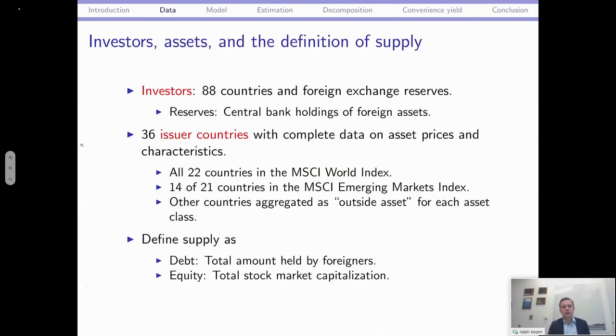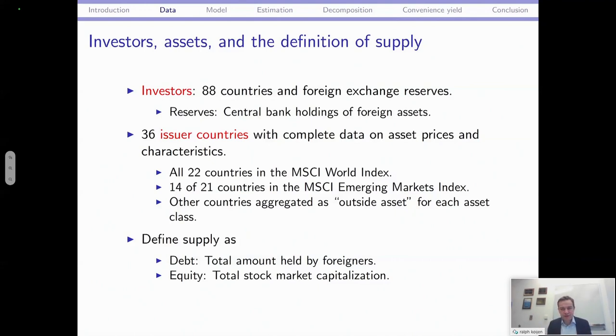So in terms of the setup, think of it as follows. There's going to be an investor as a country, and there are 88 of those investors. So there are 88 countries in our sample, and then there's foreign currency reserves. For each of those 88 countries, we have bilateral positions. So we know what, let's say, Germany holds of Dutch equities, and then there's foreign currency reserves. Those are the central bank holdings of foreign assets. For reasons of confidentiality, we don't have the bilateral data there. And so we have to aggregate them to one investor unit that manages the foreign currency reserves. And so that makes for 89 investors in total.